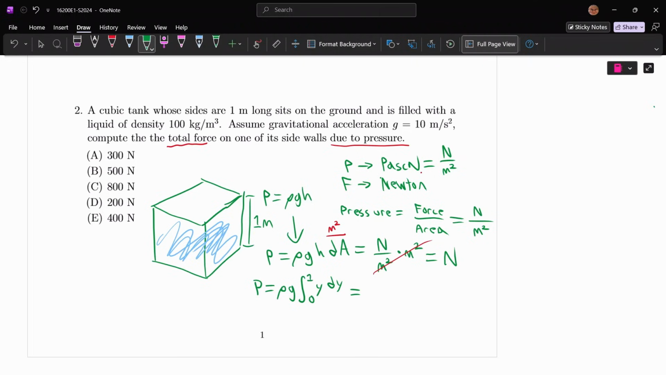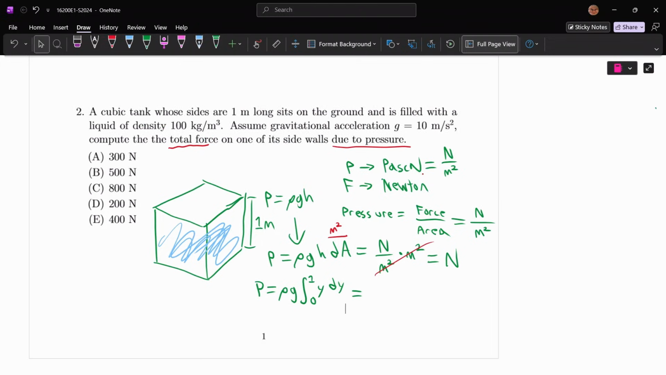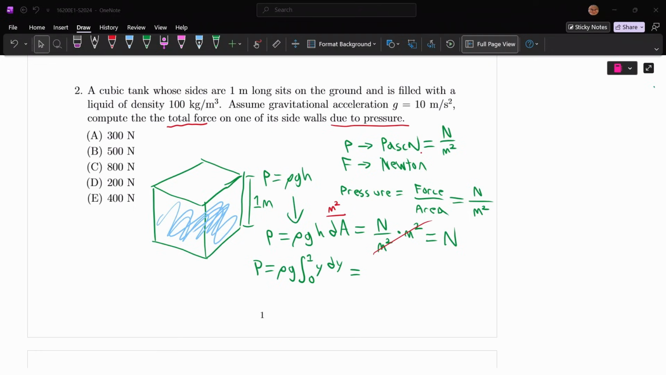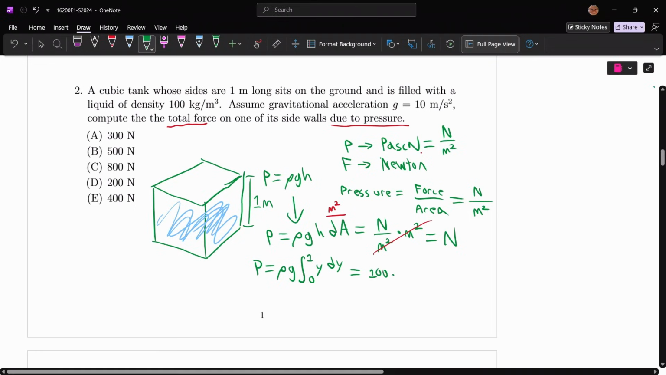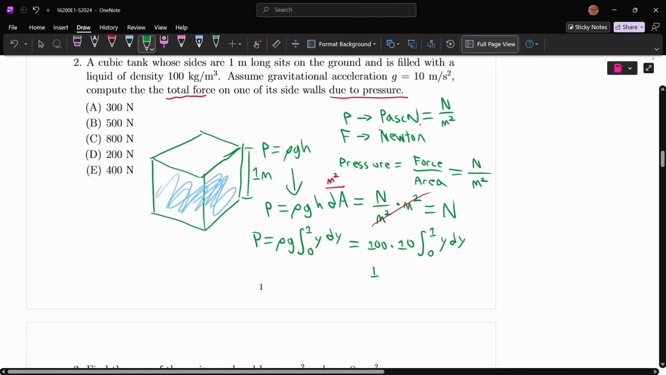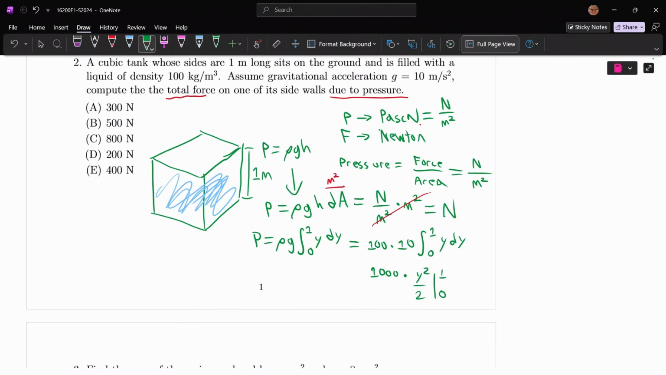So when you do that, you'll end up with rho, recall rho is density, so that would be 100 kilograms. So you'd end up with... Give me a second. Oh, no, we're good. I just mistapped. Anyway, rho is going to be 100 times g, which is given to us as 10, times our integral from 0 to 1, y dy. All we have to do from here is simplify, so you'd end up with 1,000 times y squared over 2, evaluated from 0 to 1.